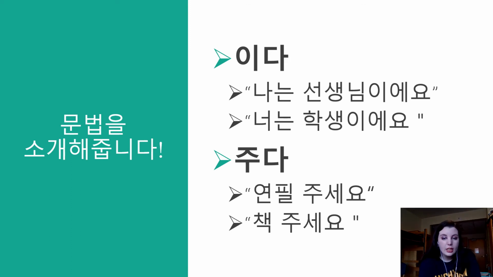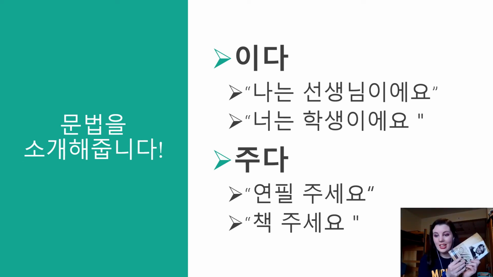So 너는 학생, 학생 is student, remember? And then 이에요. 이에요 is am, are, is, yada yada. So you, student, are. You are a student, right? So in Korean, we know that the grammar comes at the end of the sentence. So first we've got topic, subject, verb. Okay, so 너는 학생이에요. 나는 선생님이에요.